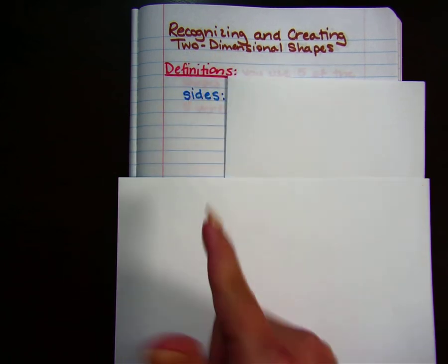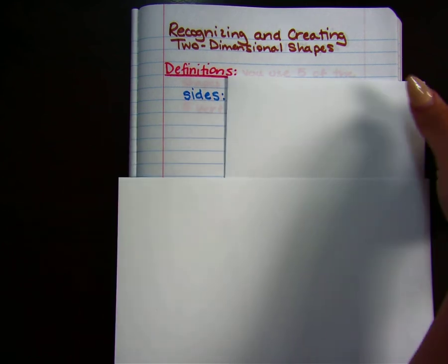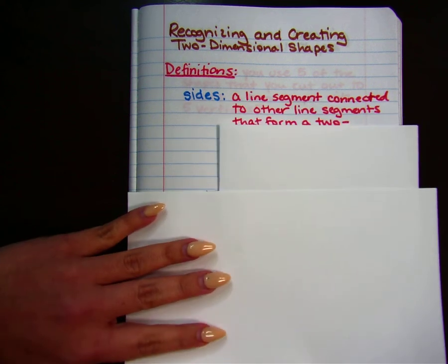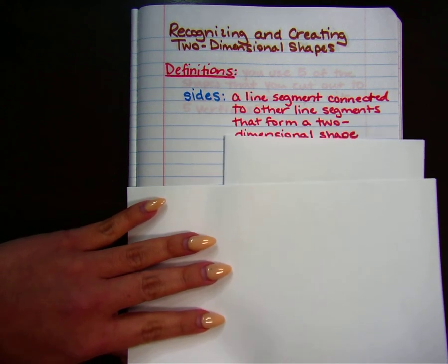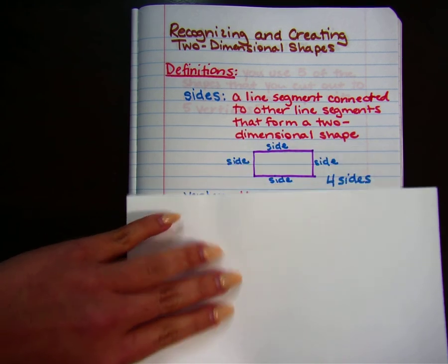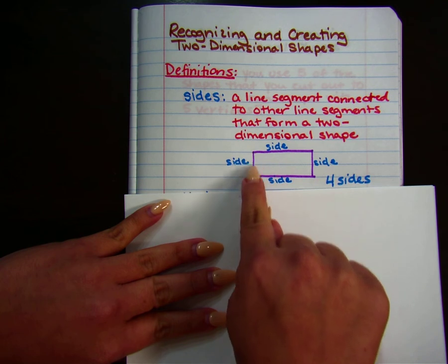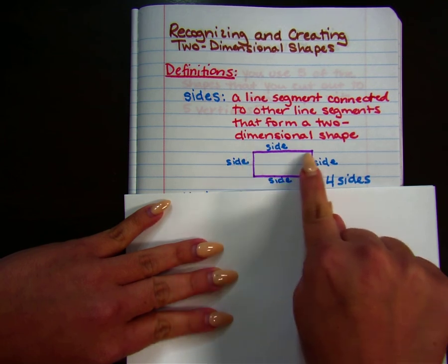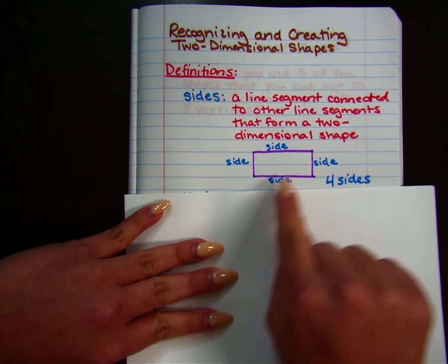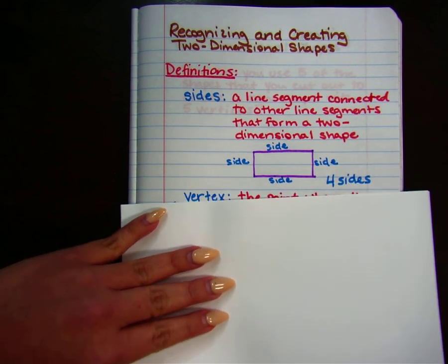For this lesson, we're going to talk about two definitions. We're going to talk about sides, which are a line segment that is connected to another line segment that form a two-dimensional shape. So for example, we have a two-dimensional shape here, and each of these line segments, where one starts and one ends, is called a side. This shape has 4 sides.